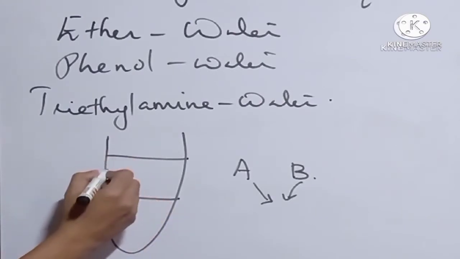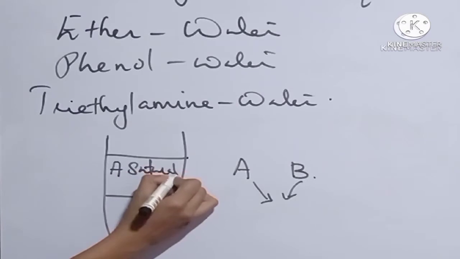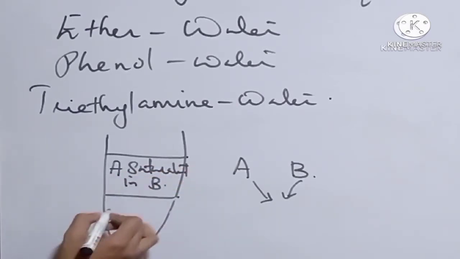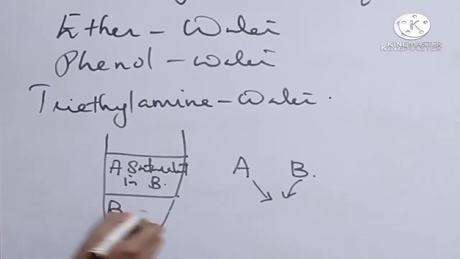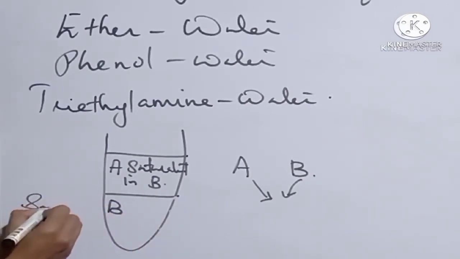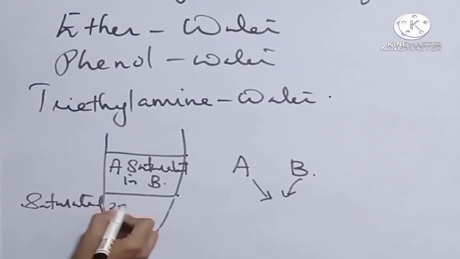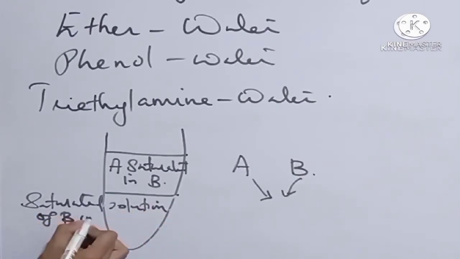One of the layers is A saturated in B, and the next layer will be a saturated solution of B in A.